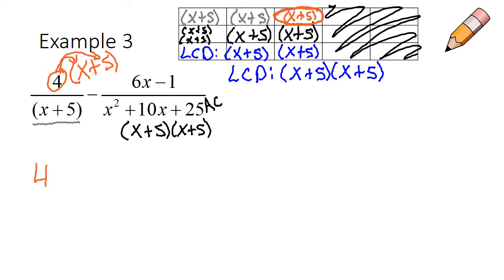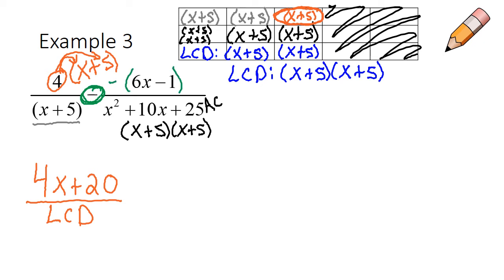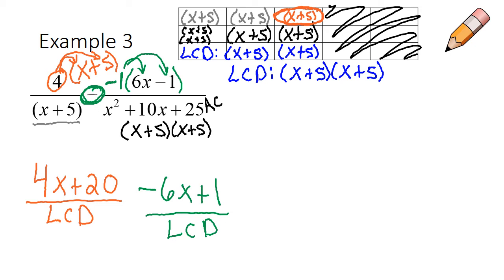So I'm going to get 4x plus 20 over, get rid of this denominator, I'm going to write my least common denominator underneath that. My second one, if you guys see, I'm not missing anything, so I don't need to multiply by anything, but make sure you guys are checking the sign. This needs to be a negative. So that means this whole thing needs to be multiplied by -1. If I distribute that through, I'm going to get a -6x plus 1 over my LCD.